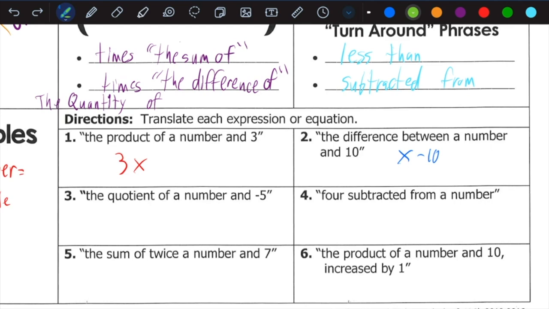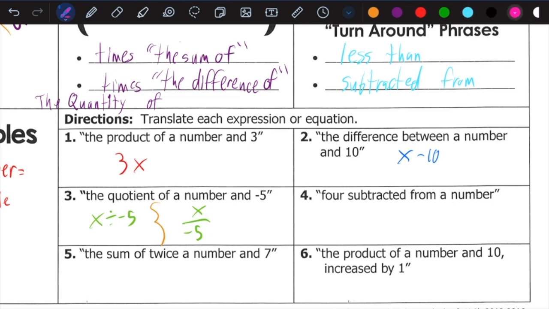Next up, number 3, the quotient of a number and -5. So we're dividing here, and so this is some variable divided by -5. And you might be wondering, Mr. Kossel, could I have done this as a fraction? And the answer is, of course you could. You can do x over -5, and it's the same exact thing because fractions are just division problems.